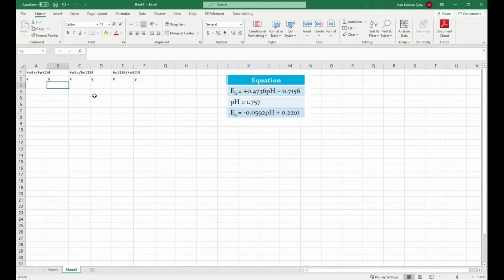Okay. So, the first equation, Fe3 plus to Fe3O4, is given by this first equation. No? So, that's equals, ang EH daw natin is 0.4736 multiplied by the pH, which is dito. Okay. Tapos i-drag down na natin.